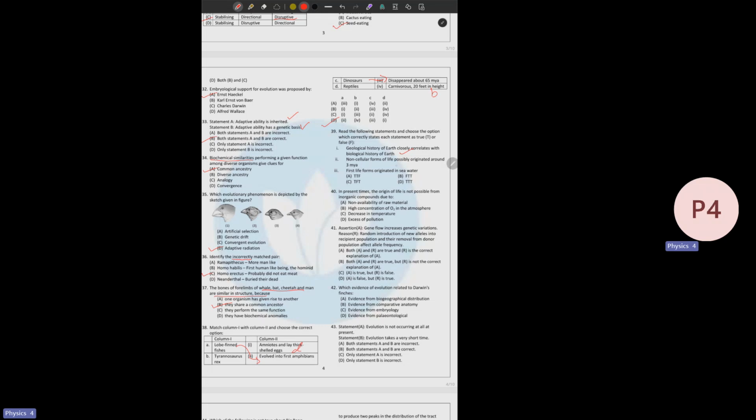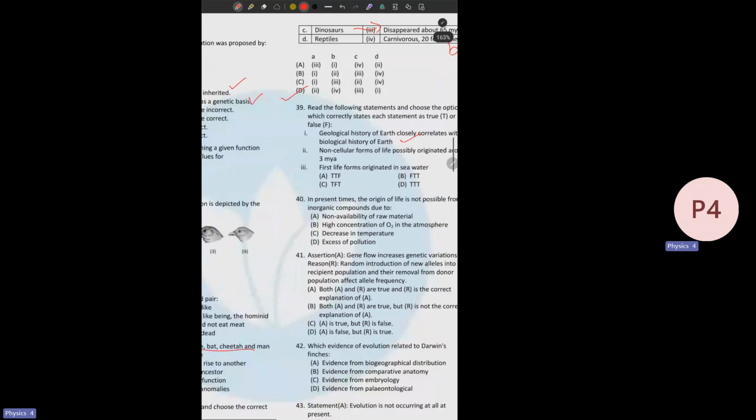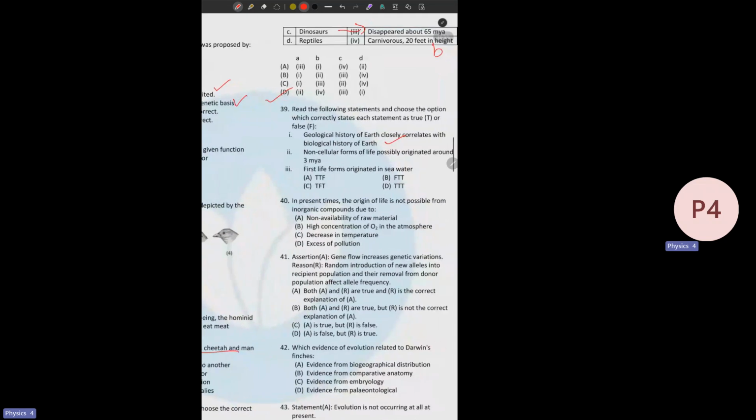Next, non-cellular forms of life possibly originated around 3 million years ago. No, it was 3 billion years ago. So this statement is wrong. First life forms originated in seawater, of course, true. So the correct answer is C. True, false, true. In present times, the origin of life from inorganic compounds is not possible because of the high concentration of O2, straight away.